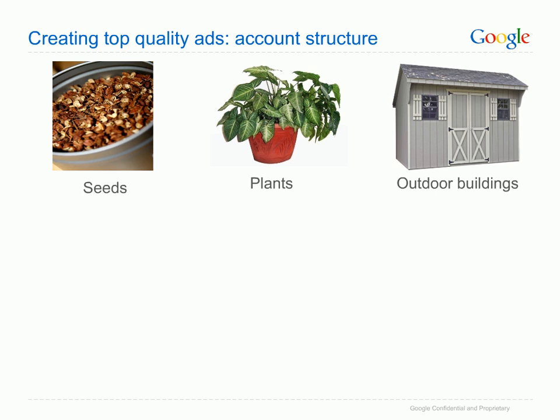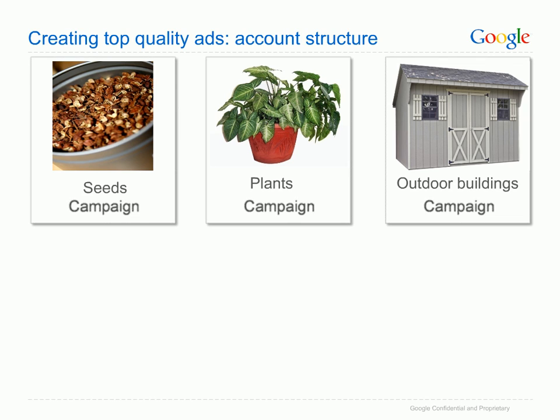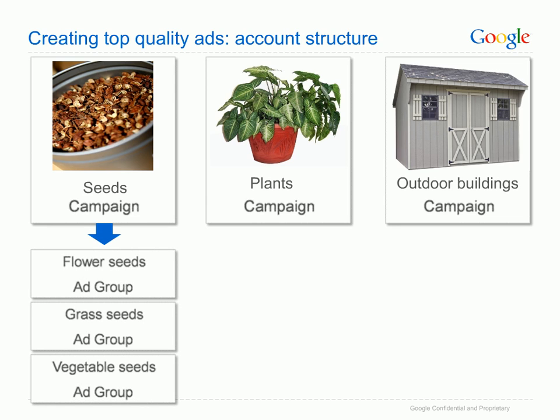For example, this garden centre site has 3 sections on the website: seeds, plants, and outdoor buildings. So if you were advertising this site, you could create a new campaign for each of these sections, which in turn will allow you to have a separate budget for each of these areas. Within each campaign then, you could have a separate ad group for each product area. So, for example, in the seeds campaign, you could have a flower seeds ad group, a grass seeds ad group, and a vegetable seeds ad group.